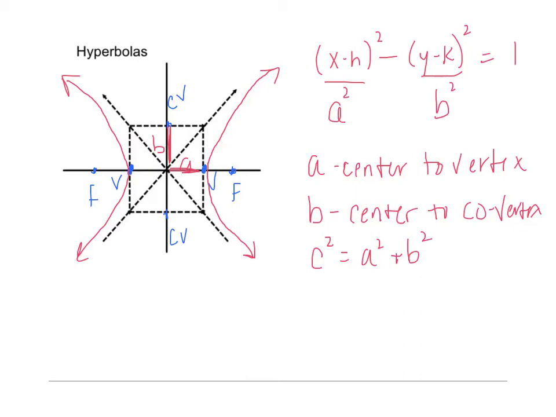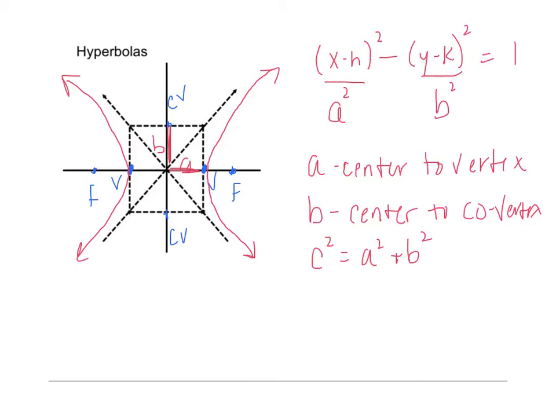This is not the Pythagorean theorem. This is a relationship between the distances a, b, and c. A, b, and c, of course, in the Pythagorean theorem are in a right triangle. This is not a right triangle, but that relationship still stands.